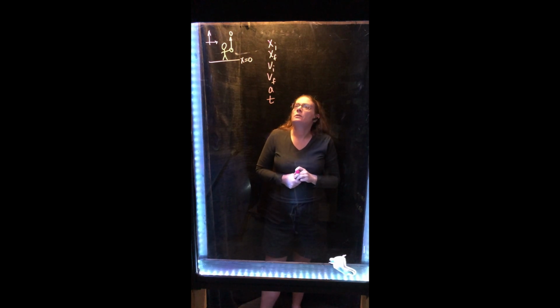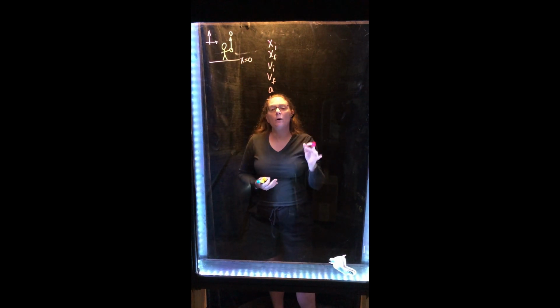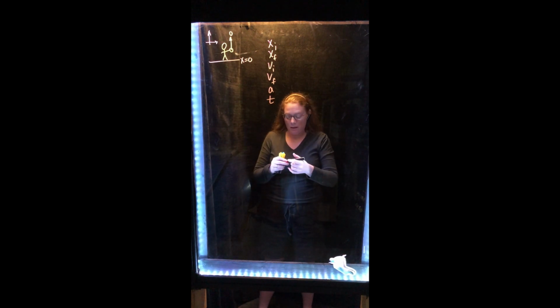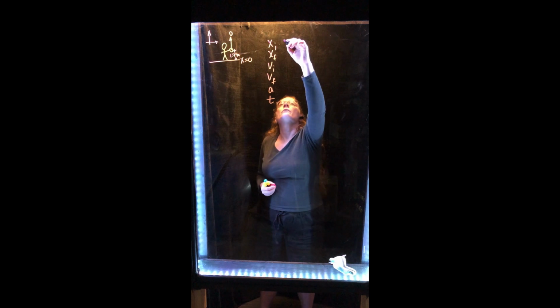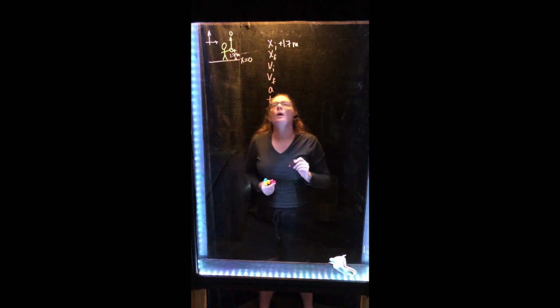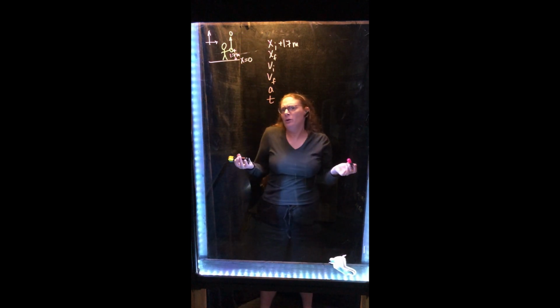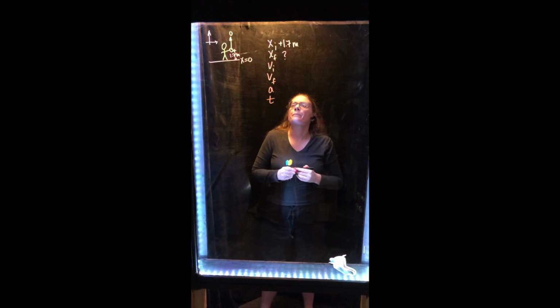All right, so what do we know and what can we assume? Well, let's just go down in order. Initial position, do we know where it was initially? Well, the problem said it leaves your hand at a height of 1.7 meters. So 1.7 meters from here to here. We start 1.7 meters above, which is positive. Final position, well, that's where it ends up here. That's what we're looking for. That's our target variable. I'm going to put a question mark there.